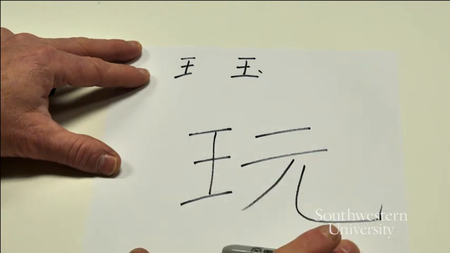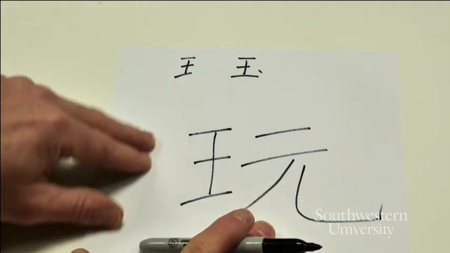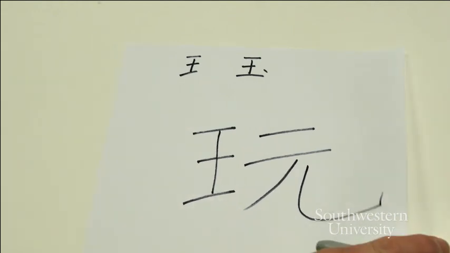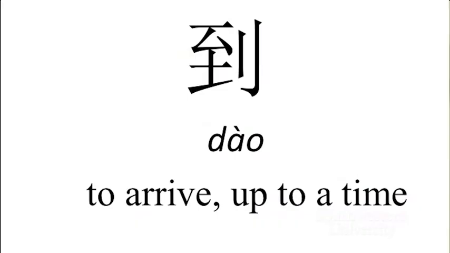So this is a verb. If you want to say that you had a good time, you'd say that something was fun. That's hao wan. You can't say that something is wan. It has to be hao wan. One of my pet peeves.